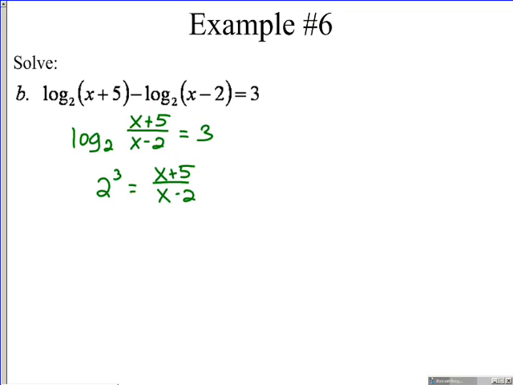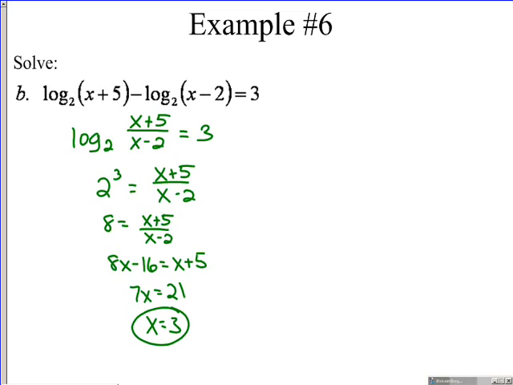Solve here for x. 2 cubed is 8. Multiply the x minus 2 over to the left side. When I do that, I'm going to distribute the 8 through, so we get 8x minus 16 equals x plus 5. Finish solving for x. Subtract the x over. Add the 16 over. We get x to be 3. Check that. Make sure it doesn't make an argument negative. 3 plus 5 is 8. 3 minus 2 is 1. That solution works just fine. So our solution is x equals 3.